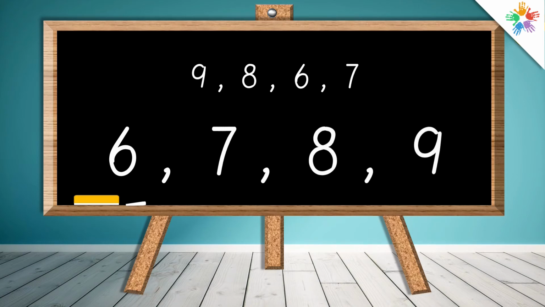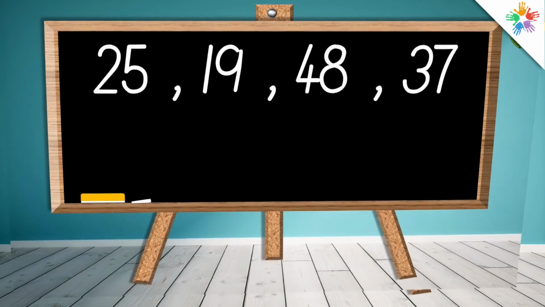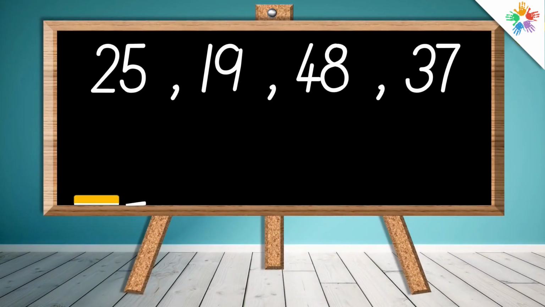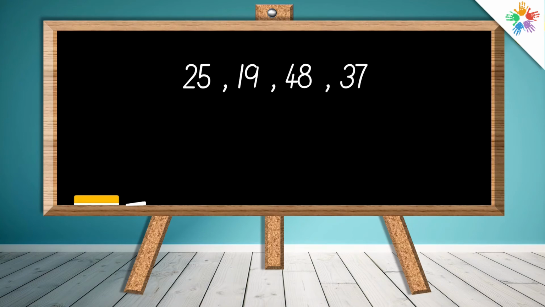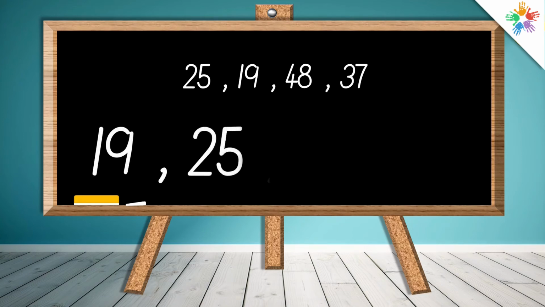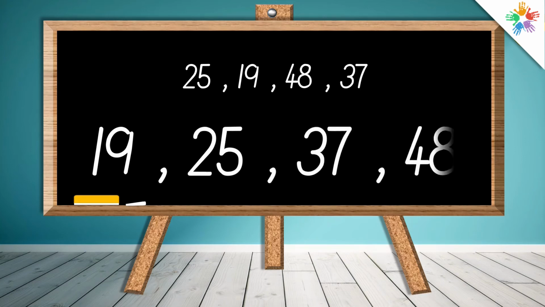We'll move on to the next set of numbers. Here we have 25, 19, 48 and 37. Now you have to see which is the smallest of these numbers and you have to put that number first. 19, that's right. 25, 37 and 48. That's right.